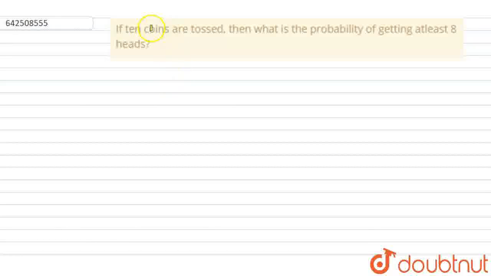Hello students, so our question here is, if 10 coins are tossed, then what is the probability of getting at least 8 heads? Okay, so this is our question.